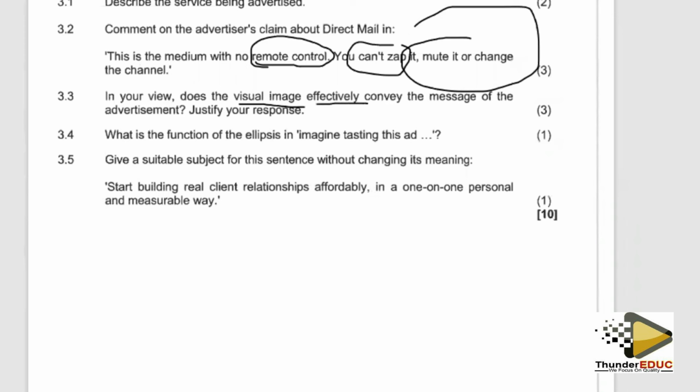Those are the three things that you can mention. You can discuss one, fully discuss it. As long as you'll be able to give it 3 marks in total, you will get away with it in the examination room. What is the function of ellipsis in imaging tasting this herb?